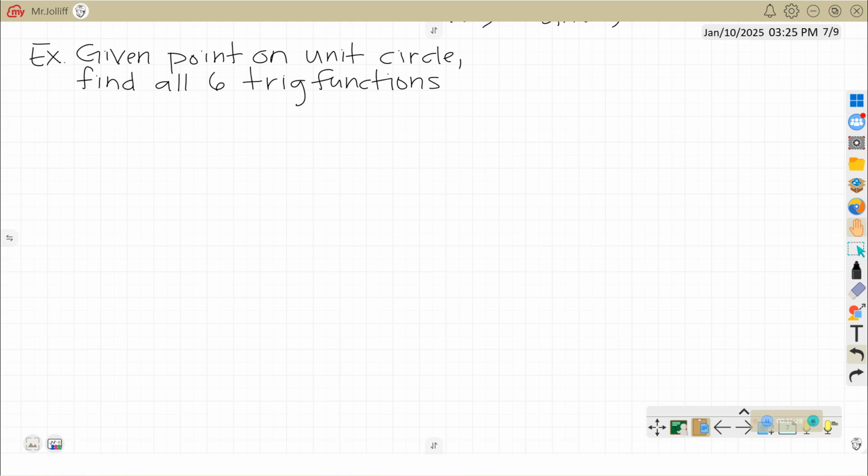So I'm going to give you the x and y coordinates of a point that's sitting on the outside edge of the unit circle. We're going to use that point to find the value for all 6 trig functions.